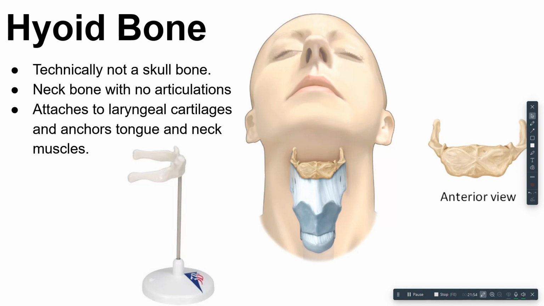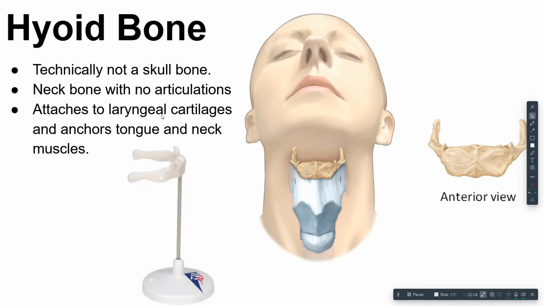And with that, we're done with all the bones of our skull, and we are adding one weirdo neck bone as well. This weird neck bone is called the hyoid bone. It's not a skull bone, but it's kind of like, where else are we going to talk about it? Let's talk about it with the skull. So it is a weird bone because it does not form any articulations. So it doesn't attach to any other bones.